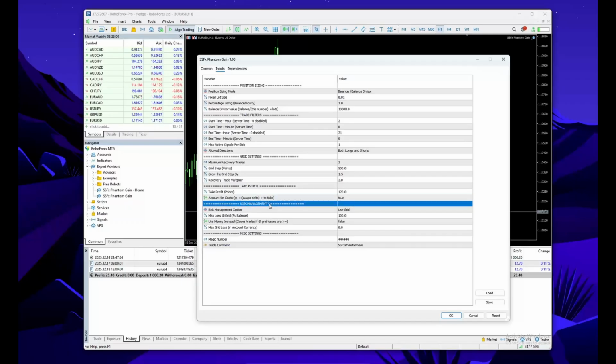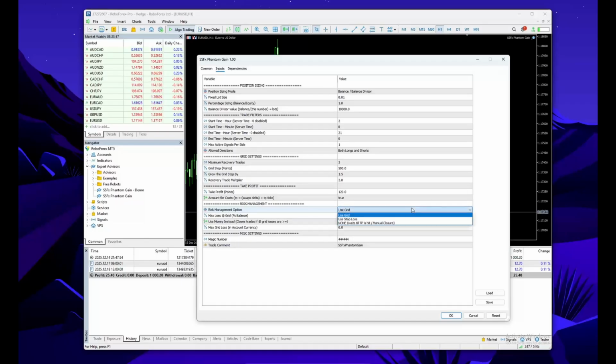Next, we have the risk management settings. In this case, whenever we are trying to manage risk, these settings essentially allow you to limit the amount of risk that you will be taking on. And specifically for the first option, it allows you to control whether you'll be using the grid, use a stop loss, or none. Whenever you're using a grid, the settings will work as I have previously explained, in which case it will add to your losing positions and essentially allow you to recover your drawdown quicker. However, you can also turn this off and use a stop loss.